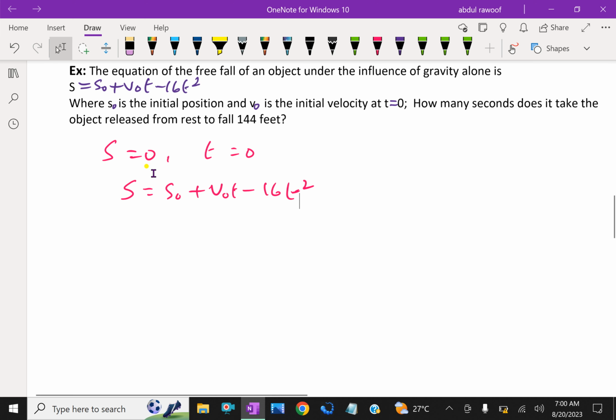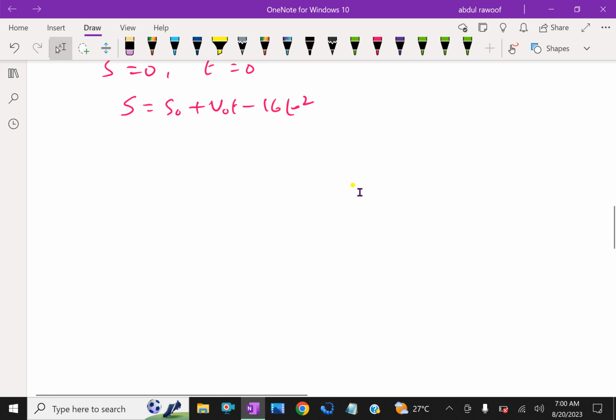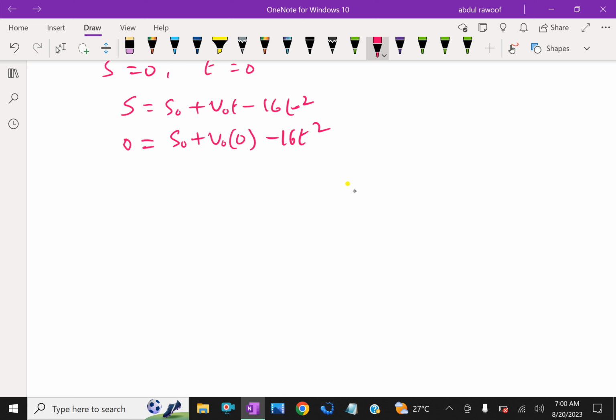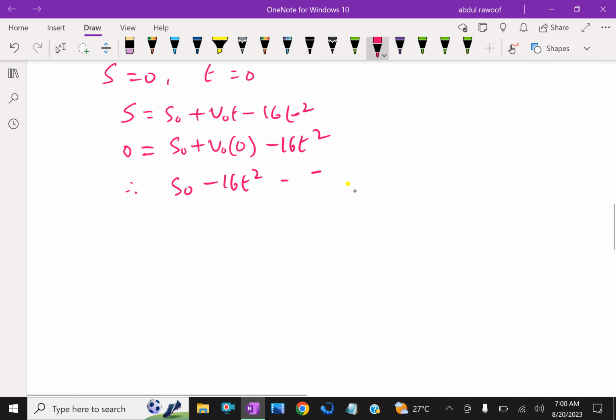Now applying this condition, s equal to 0, therefore 0 equals s0 plus v0 times 0 minus 16 t square. Therefore you can write 0 minus 16 t square equal to 0. Here v0 is 0. Therefore s0 is 16 t square.